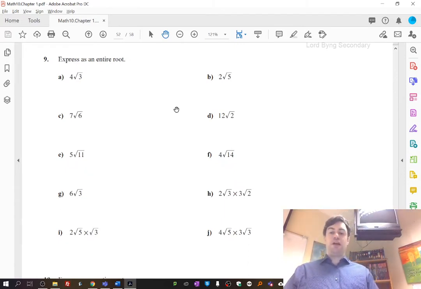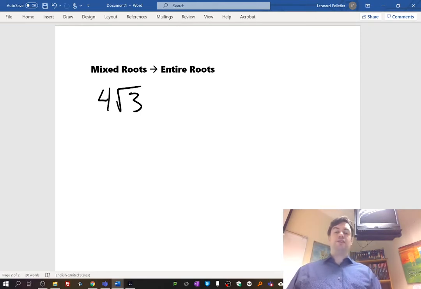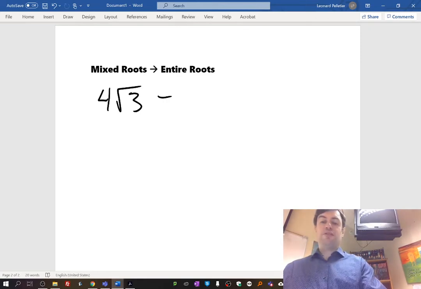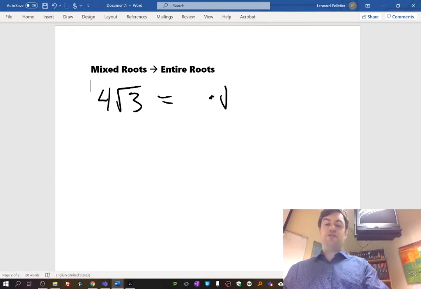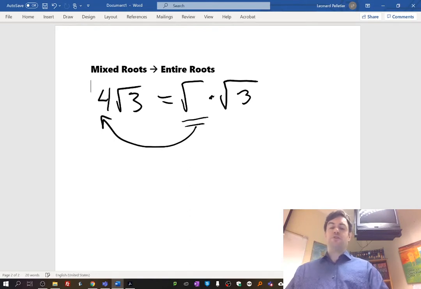So in question 9, all you have to do is that process in reverse. For example, 4 square root 3 is a mixed root. What does it look like as an entire root? We have to turn this into a product of 2 square roots, right? So square root of 3 times the square root of what? This one has to be equal to 4. So the square root of what gives you 4 is basically the question.